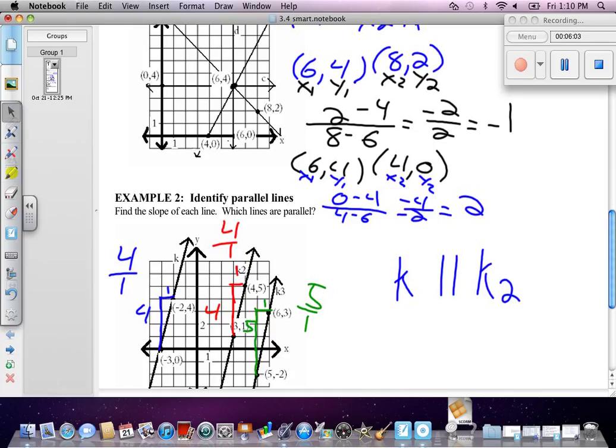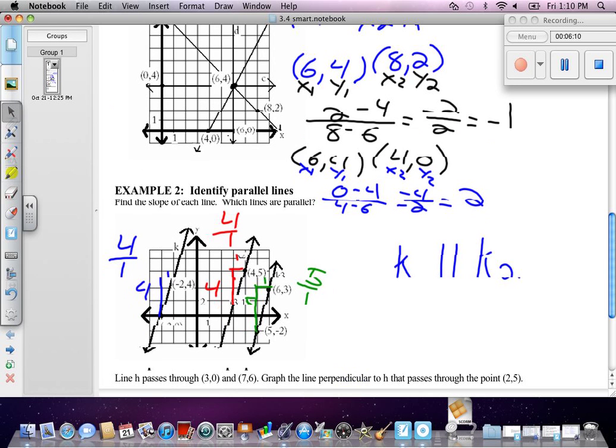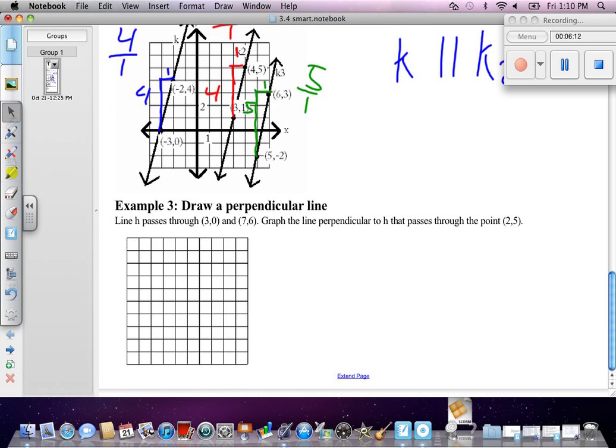Okay, now we're going to talk about if I give you 2 points and then ask you to make a line perpendicular to them. Okay, so we're going to look at this. First thing I'm going to do is draw in my X and Y axes.